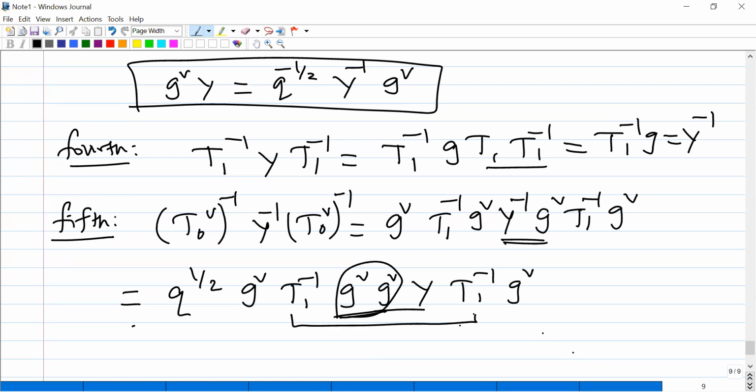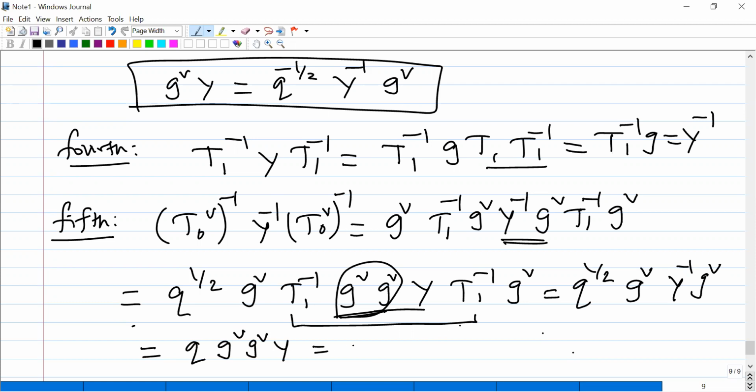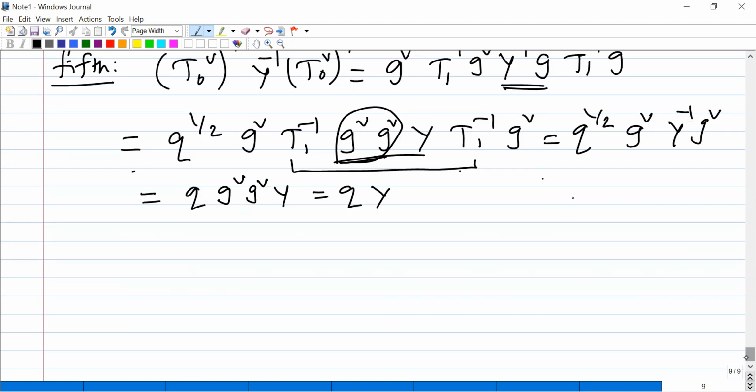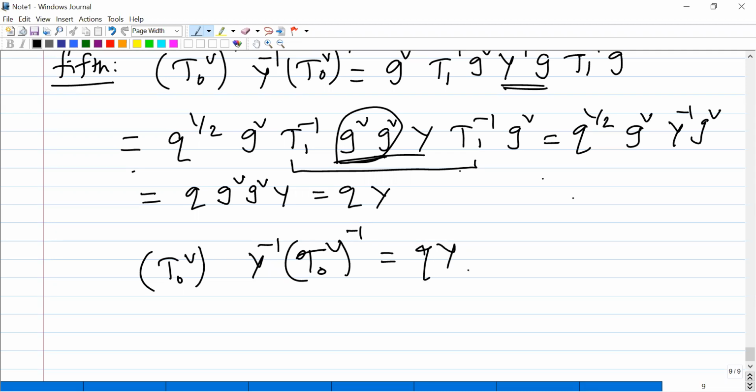Then this T1 inverse Y T1 inverse, I can replace by Y inverse. So that gives me Q power of G check Y inverse G check, which is equal to Q G check Y Q Y. So that is what we wanted: T naught check Y inverse T naught check inverse is nothing but Q Y. So this actually proves that there is a map from B dash to B.